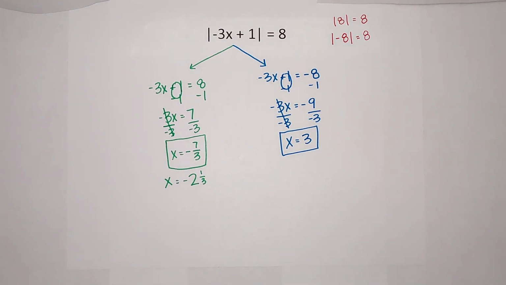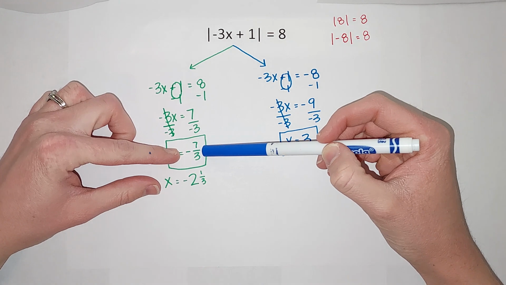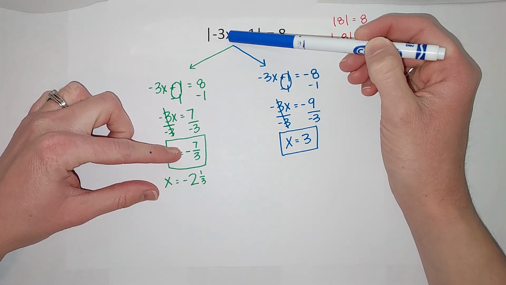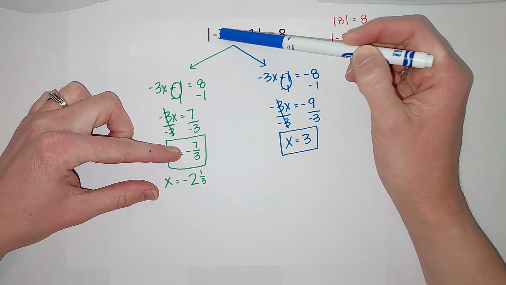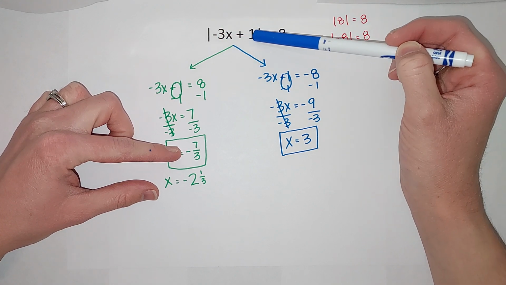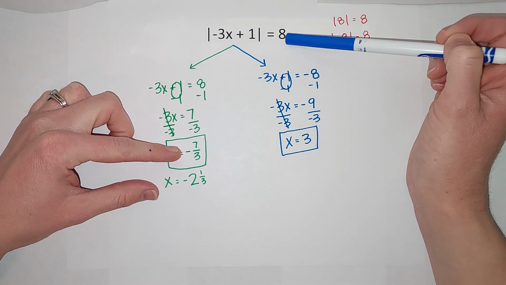Okay. Now I could kind of quickly try to plug these in my head to make sure. So I'm going to use this one because it's easier. So if I plug in -7/3 for x, the 3's and the negatives will cancel, and I'm just left with 7 plus 1, which is 8. Absolute value of 8 is 8.